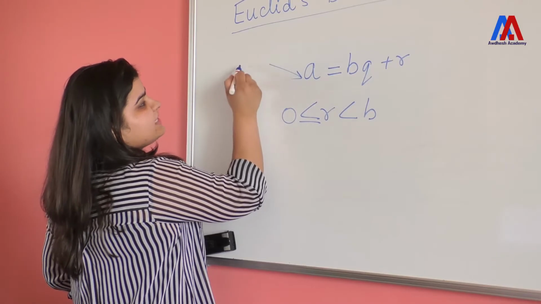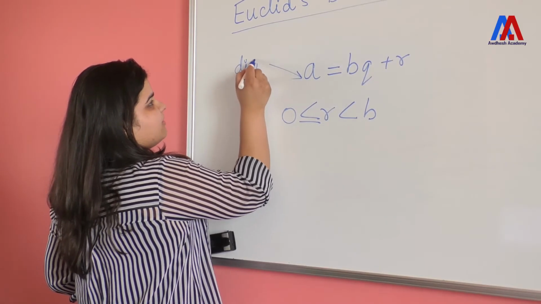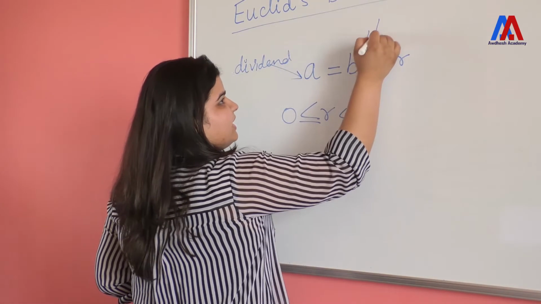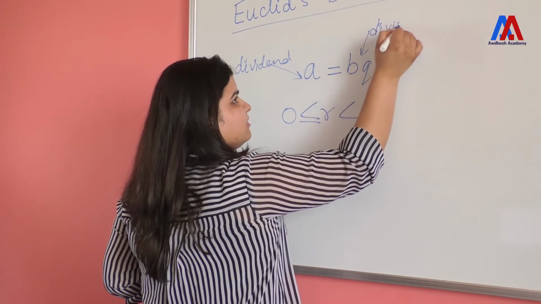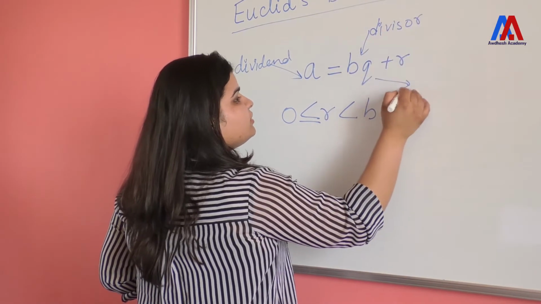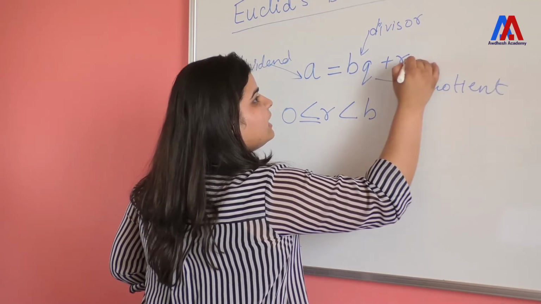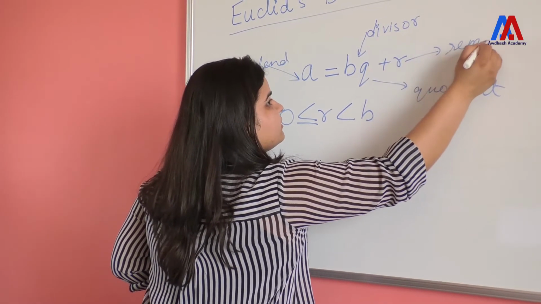Here a is the dividend, b is the divisor, q is your quotient and r is your remainder.